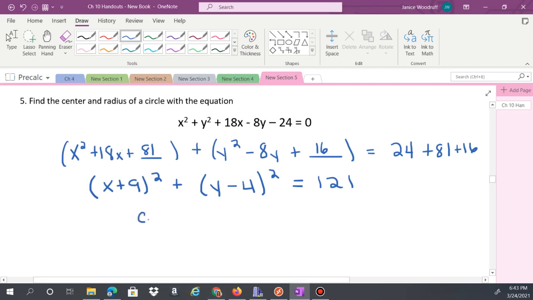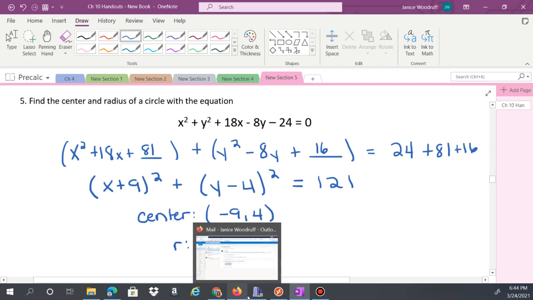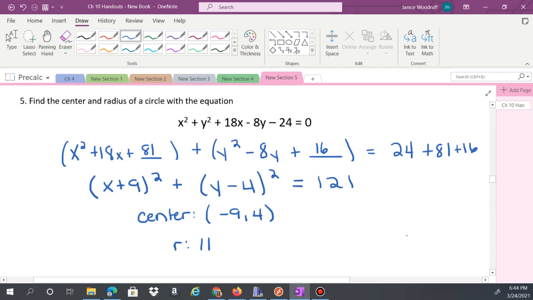Okay, so center is going to be (-9, 4). Radius, which is 11. So radius is 11. Good. Okay, so that's 10.1 and 10.2. Got through it.